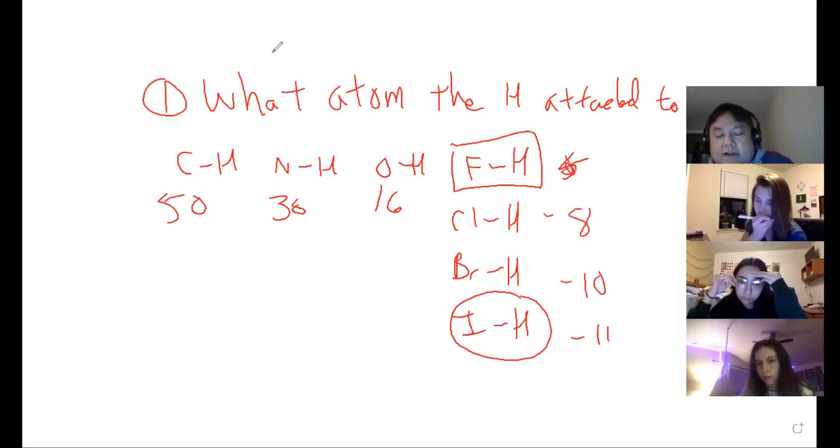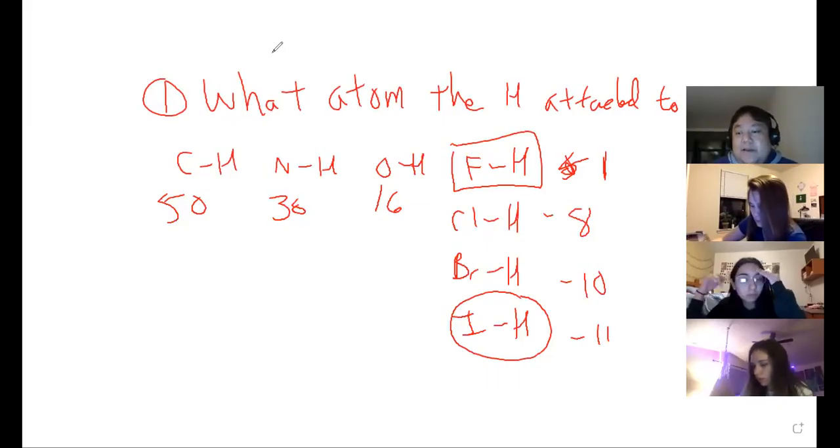I think that might be 1. I forget what HF is off the top of my head, but those are your pKa values, give or take. Does that make sense for this? This is the most important thing that you look at.